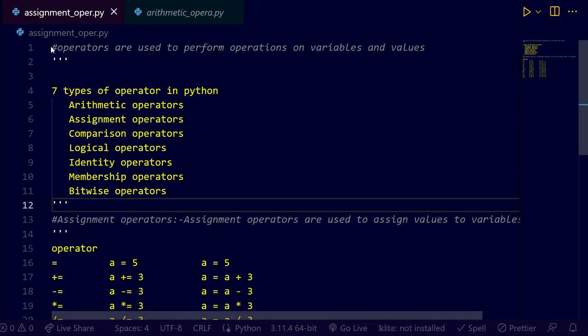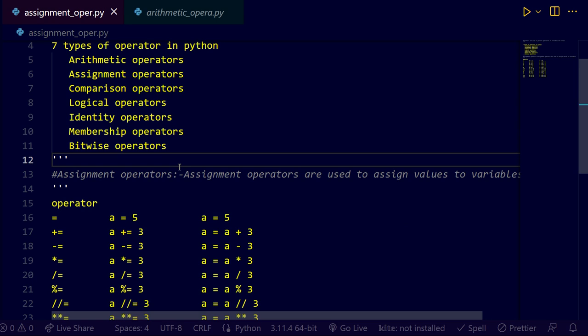In this video, we discuss assignment operators. In the previous video, we discussed arithmetic operators. Now we discuss assignment operators. Assignment operators are the operators used to assign values to variables. The main purpose of assignment operators is to assign values to variables.